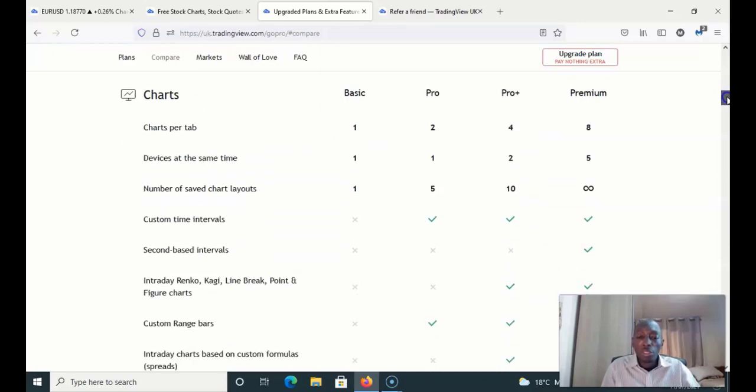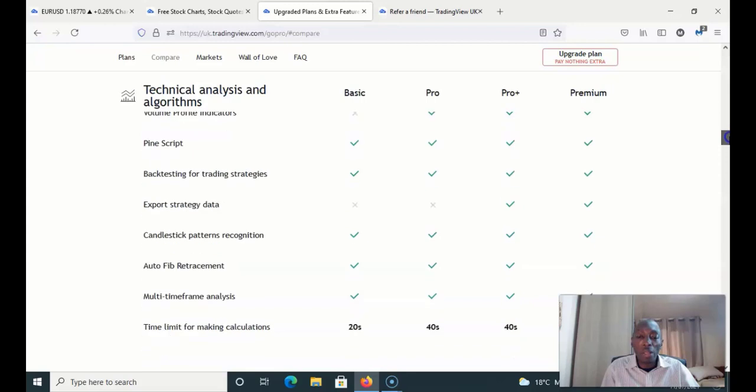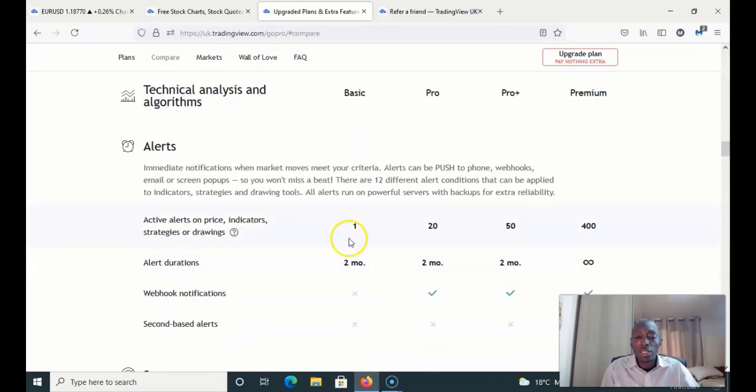It shows you all the different types of charts and tabs. And the other benefit, I think, to going Pro is the alerts. Those alerts, those alarms I've just showed you. On the free version, you only get 1. On the Pro, you get 20. And if you need more, you can get 50.